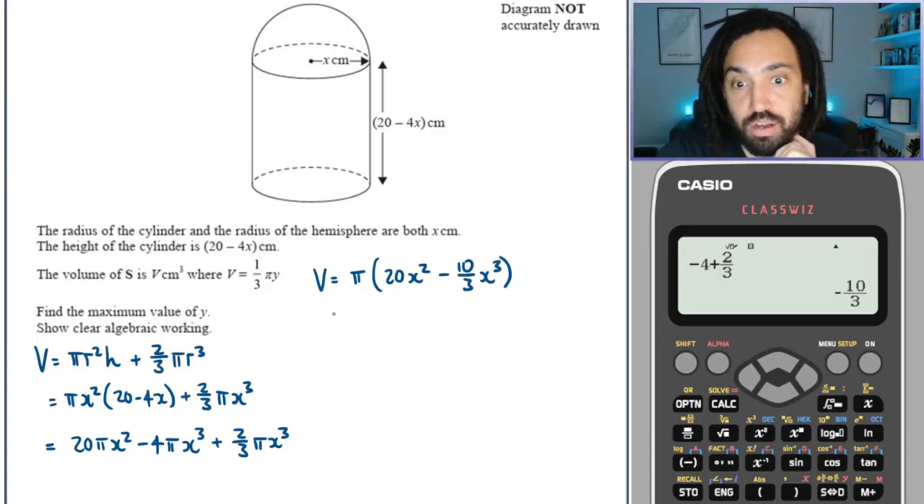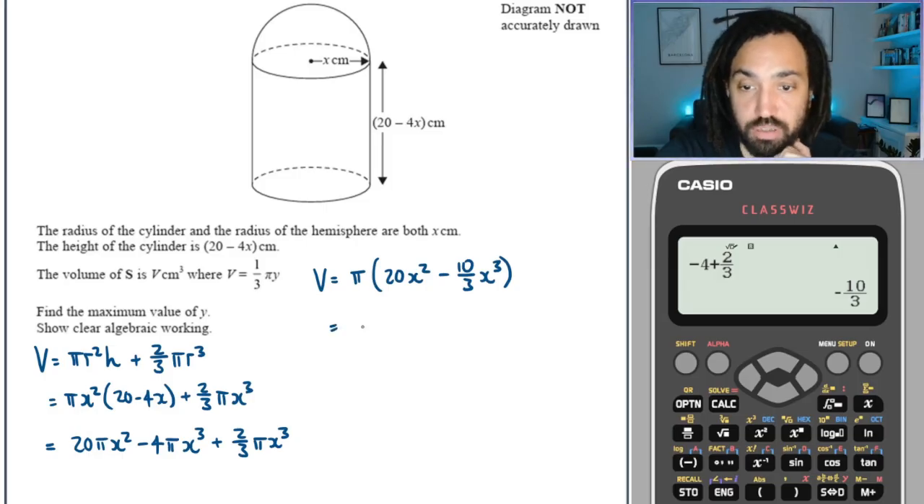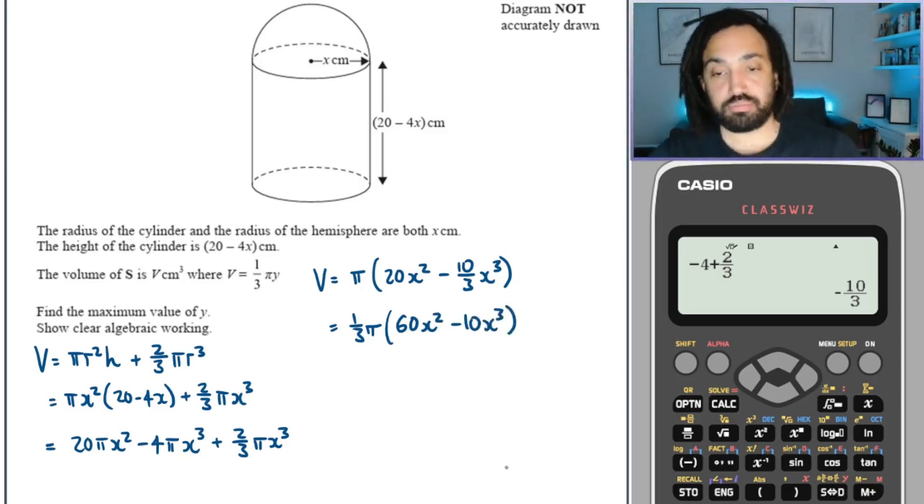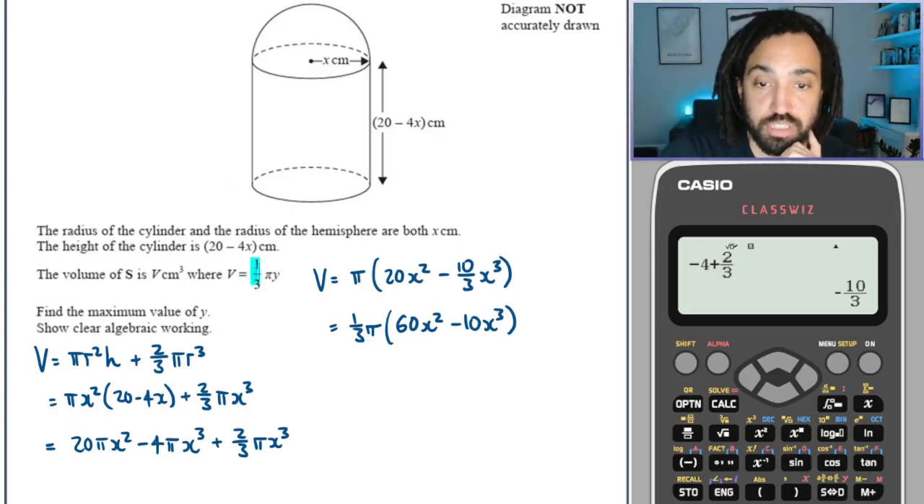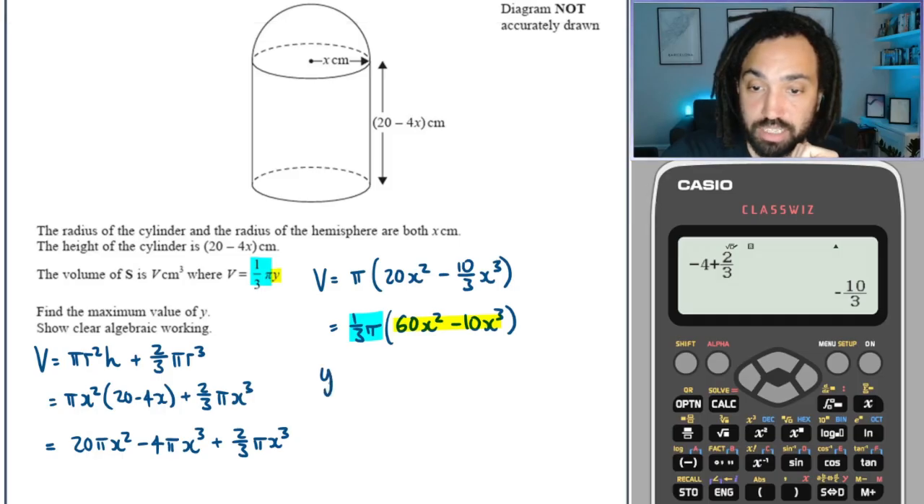Okay, and now it asks us to take out a third as well. So I can take out a third, and that will just make everything inside the bracket 3 times bigger. So that becomes 60x squared, and that becomes 10x cubed. Okay, great. Now we've got y, because remember, the volume is equal to a third pi, which we've taken out, multiplied by y, which is what's left over. So I can write my expression in terms of y, because y is what we need to maximize.